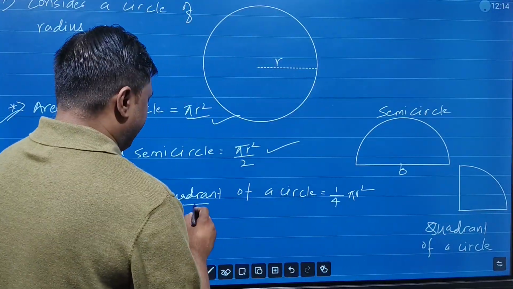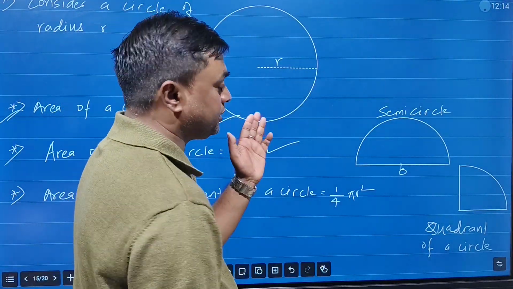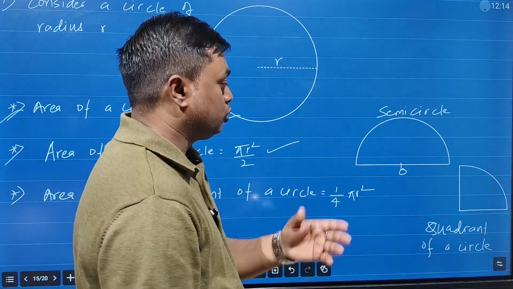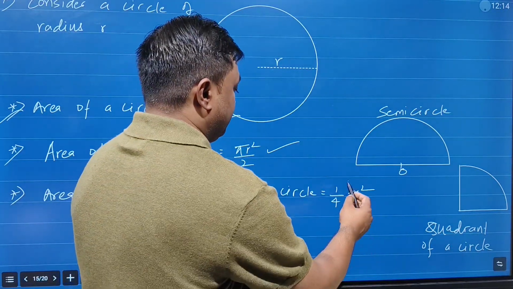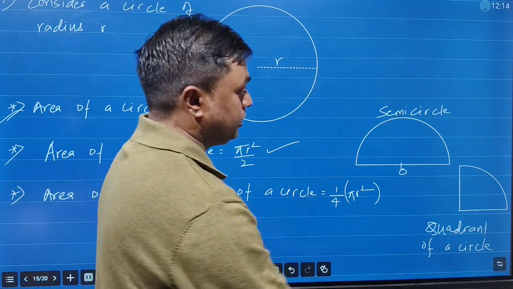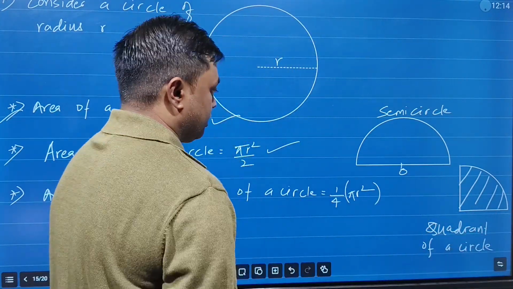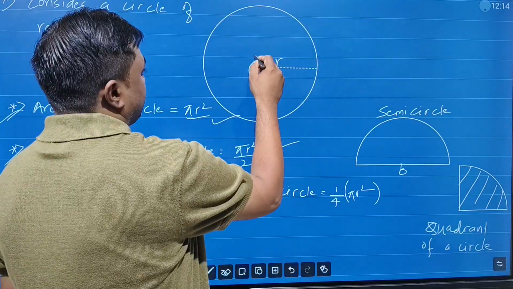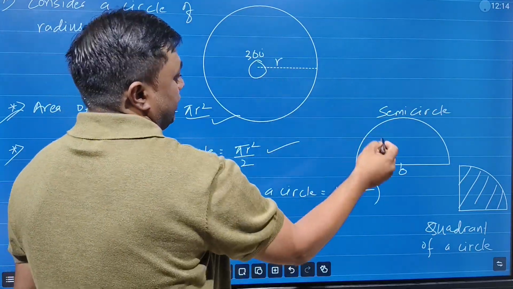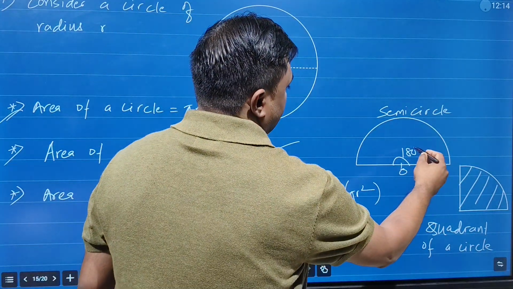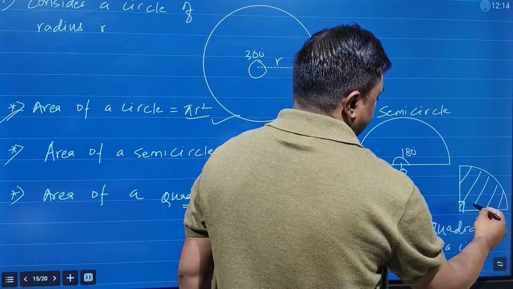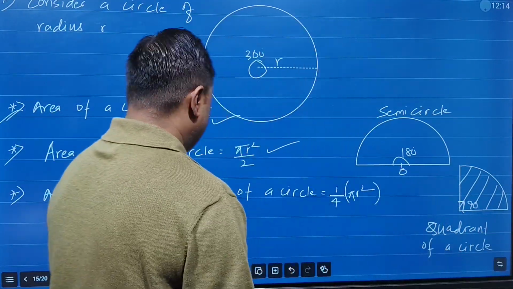Area of a quadrant of the circle. Quadrant of the circle means one-fourth of the circle. So area by 4 can be written. So this is area of circle by 4. This is a diagram of a quadrant of a circle. Am I clear? See, the total angle it is making is 360 degrees. Yes or no? Here what is the angle? 180 degrees. And what is the angle here? 90 degrees. A quadrant will have an angle of 90 degrees.